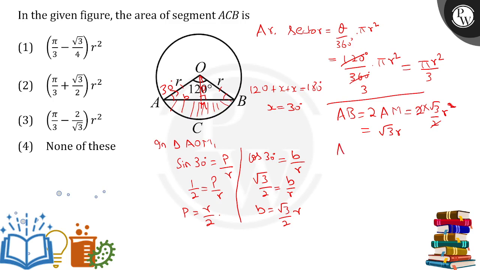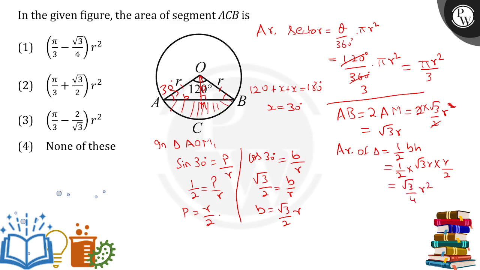So area of triangle will be half into base into height. Putting up the values, half into base, AB is the base, so root 3 R, height being the perpendicular height we have calculated, P, that is R by 2. So into R by 2. The value of the triangle comes out to be root 3 by 4 R square.